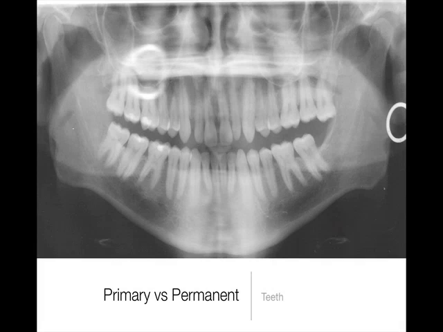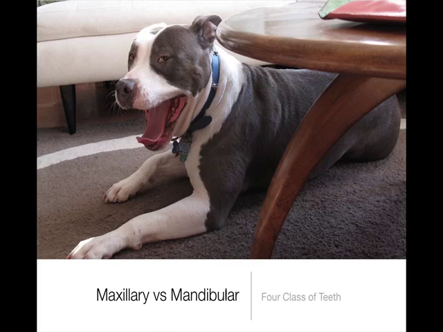The primary teeth include 10 that are usually in the upper jaw, and the other 10 are in the lower jaw. In our permanent teeth, 16 are found in the upper jaw, and the other 16 are in our lower jaw. Teeth in our upper jaw are called the maxillary teeth, and the upper jaw is known as the maxilla. And teeth in our lower jaw are called the mandibular teeth, and the lower jaw is known as the mandible. We have four classes of teeth.